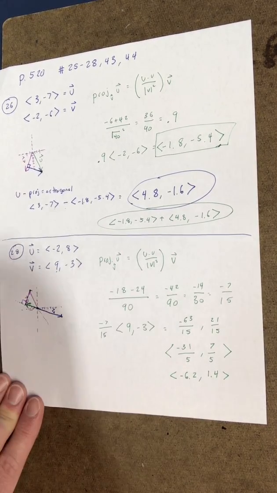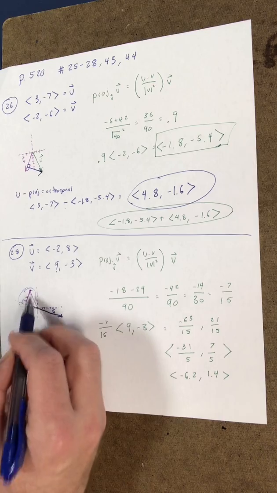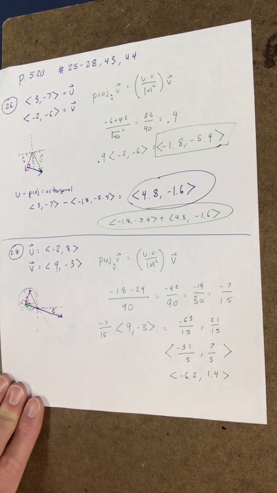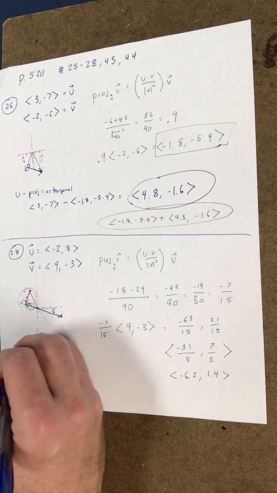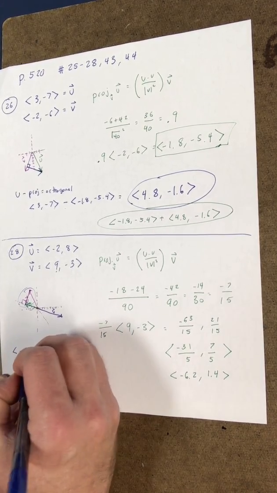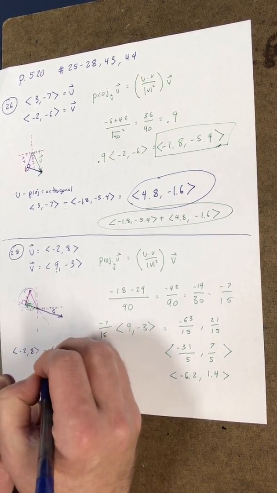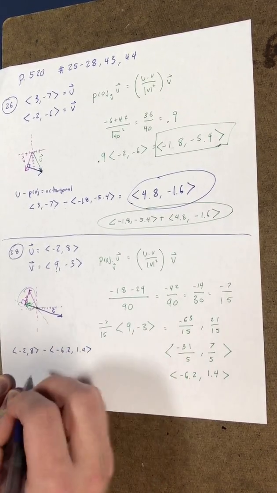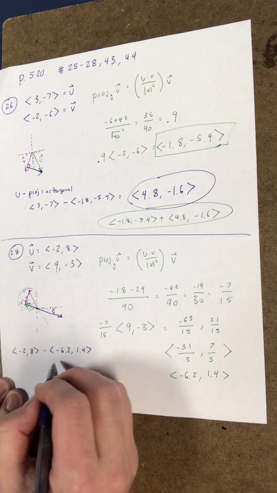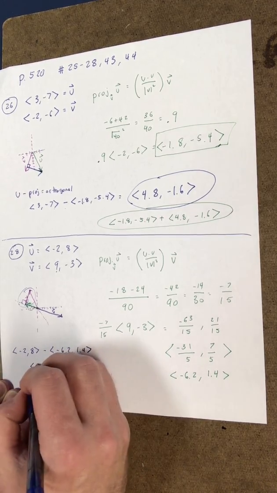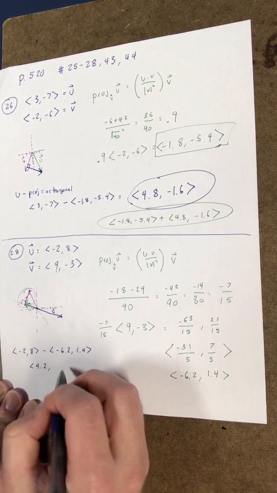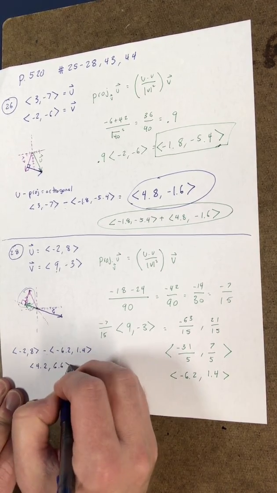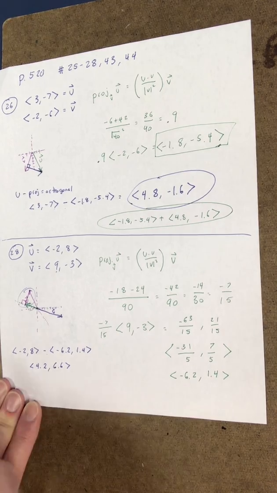So now what we need to do is find out what this vector is that connects to u in order to answer the question, similar to what we did up there. So I'm going to take u, negative 2.8, and subtract the vector we just got, negative 6.2, 1.4, and that becomes positive 4.2, comma 6.6.